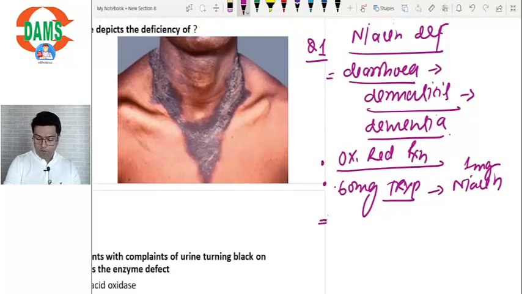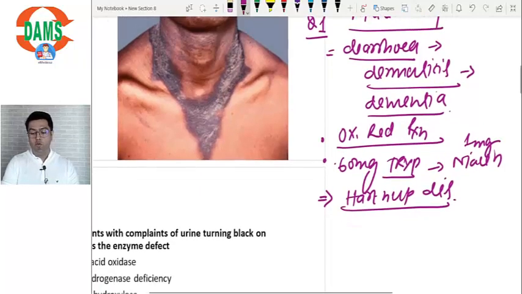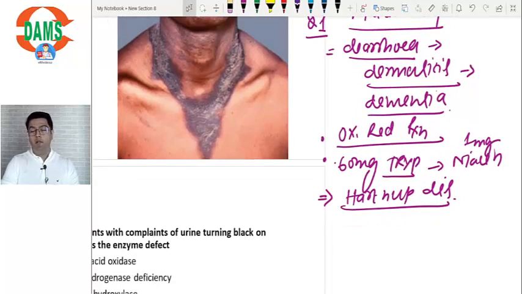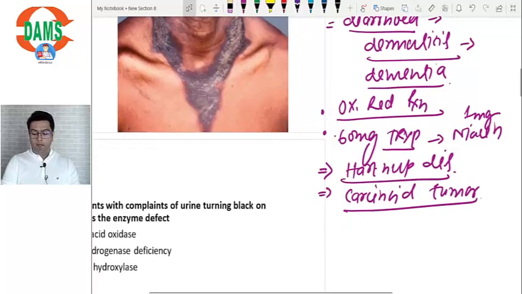So in disorders where tryptophan is decreased, for example Hartnup's disease, which is caused by deficiency of neutral amino acid transporters in the kidney and intestine, there is decreased absorption and increased excretion, both happen. Another case may be a carcinoid tumor, where tryptophan is excessively utilized for the production of serotonin. So Hartnup's disease and carcinoid tumor.